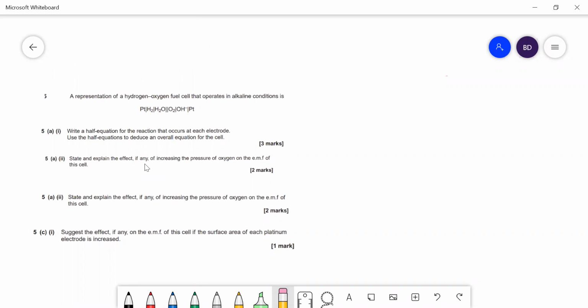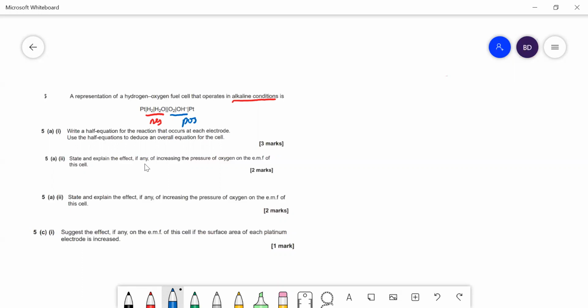Here's the hydrogen oxygen fuel cell that operates under alkaline conditions, and that makes it a bit tricky when you're writing the half equations. The hydrogen is on the left side of the salt bridge on the diagram, so that must be the negative electrode, and the oxygen is on the right hand side, so that must be the positive, and that might be helpful later on.